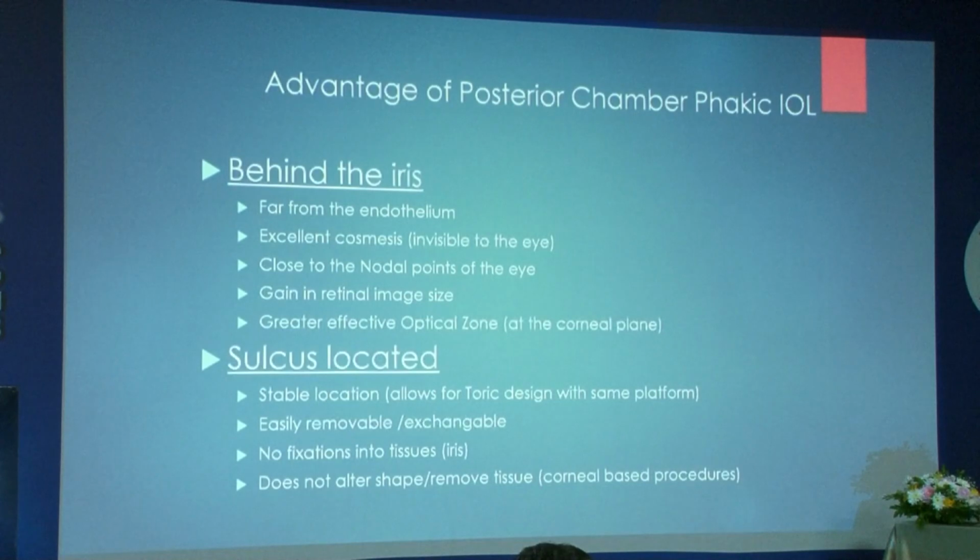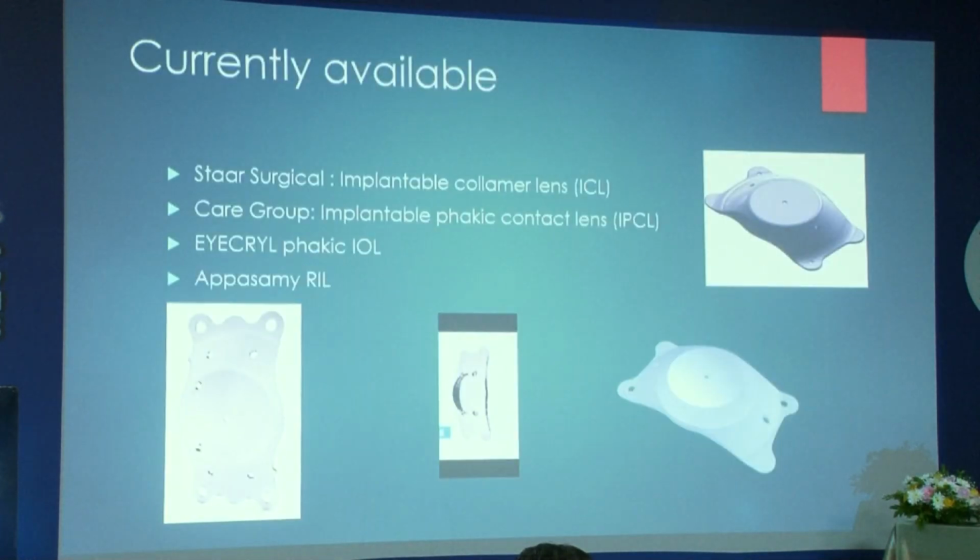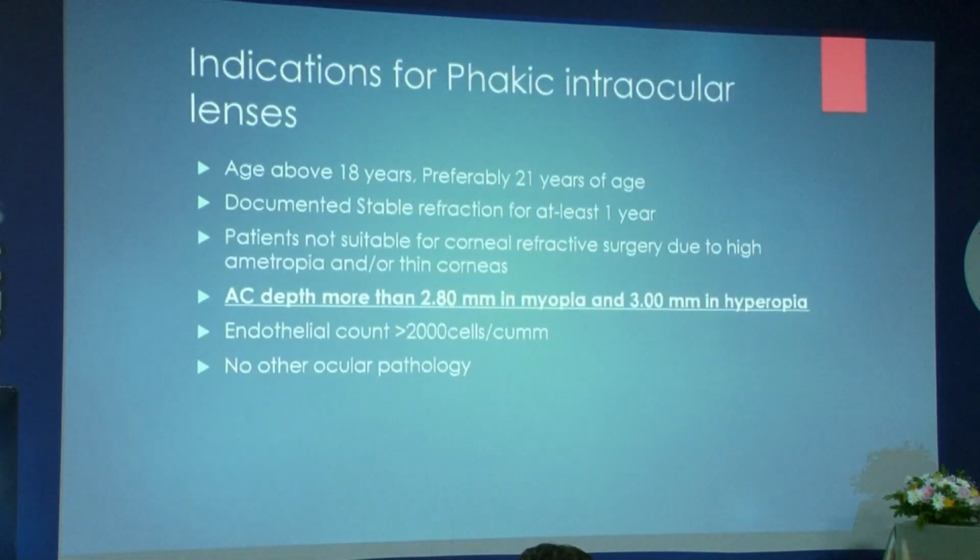Because they are sulcus located, the most important advantage is that they are stable, easily removable or exchangeable, with no fixation to any tissue, and it does not alter the shape as any refractive procedure will do. So currently you have a couple of options. You have the Star Surgical, which is the Visian ICL, you have the Care Group, which is the IPCL, you have ICRL, and you also have RIL from Appasamy.